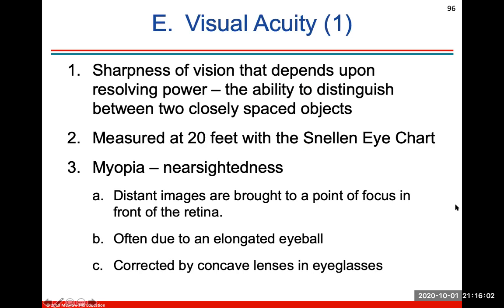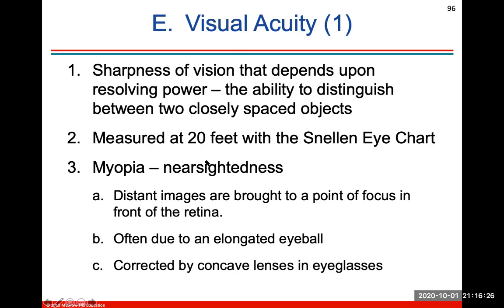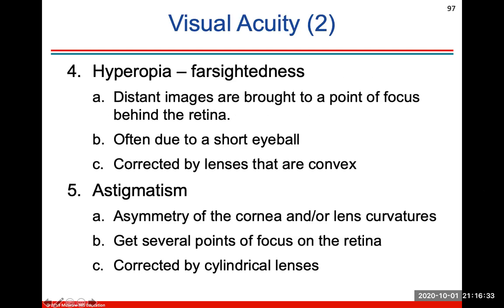Visual acuity is just sharpness of vision that depends upon resolving power. It's measured at 20 feet with the Snellen eye chart. Myopia is nearsightedness. Distant images are brought to a point of focus in front of the retina, and it's often due to an elongated eyeball. It's corrected by a concave lens in eyeglasses. So myopia is nearsightedness. This is what most of us have if we wear glasses or contacts. We have a hard time seeing things further away.